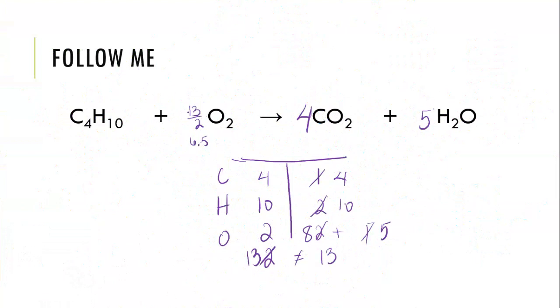Can we leave it as a half? Nope. So what we need to do is double everything, not just the one thing, double it all. So there's an understood 1 here, that'll become a 2. This will become 13. 4 becomes 8, and 5 becomes 10. So this one is balanced with 2, 13, 8, and 10.